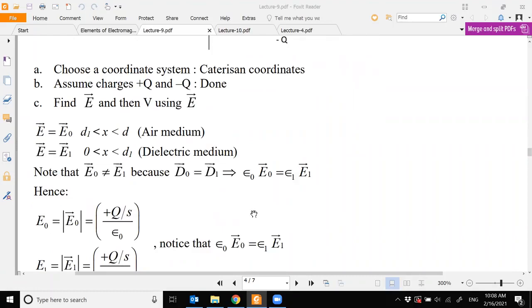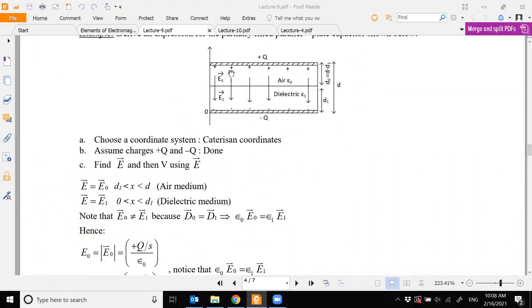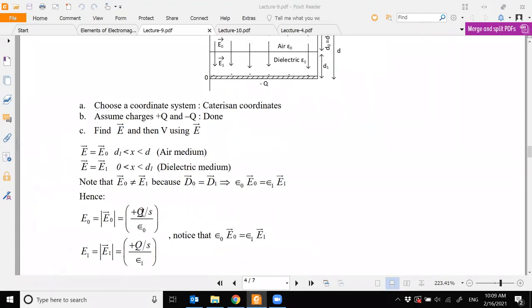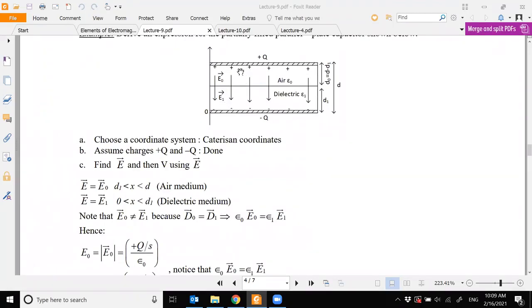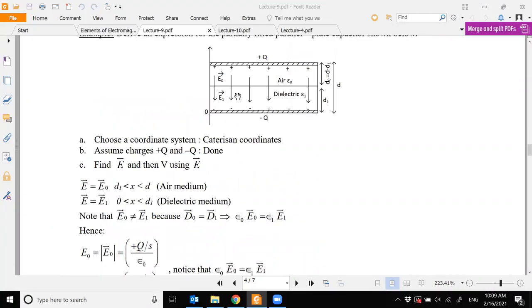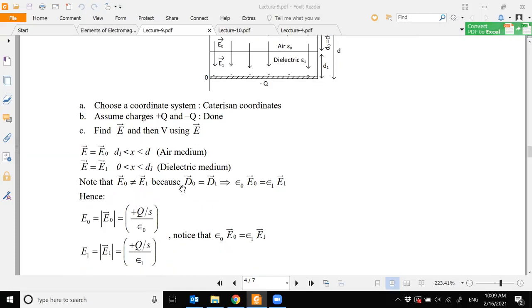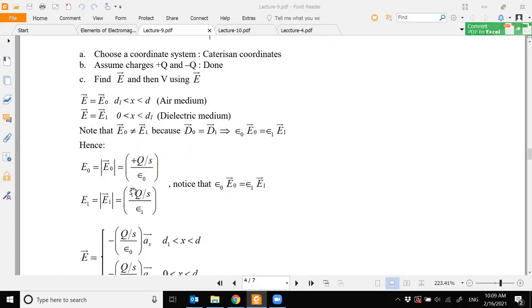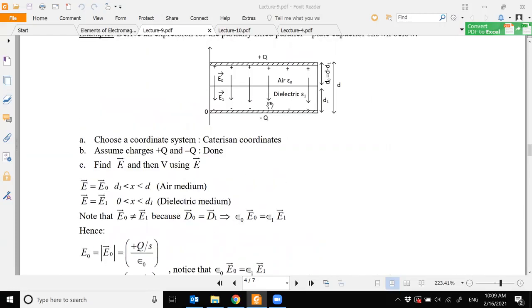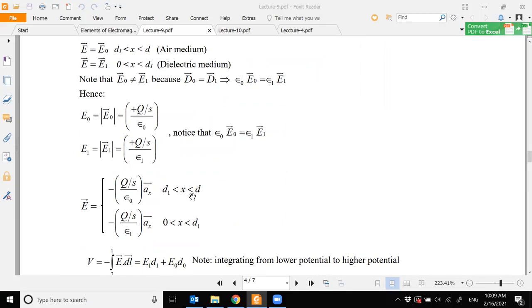And now after that, what did we do? We found the electric field in this region, which has magnitude Qs over epsilon 0, because epsilon 0 is the permittivity here. And here it is Qs over epsilon 1, because we are in this region. These are the electric field magnitudes, and therefore your electric field vector will be this one in the D1 region, which is the dielectric region, and this one in the air region. And you can check, this will satisfy this condition.